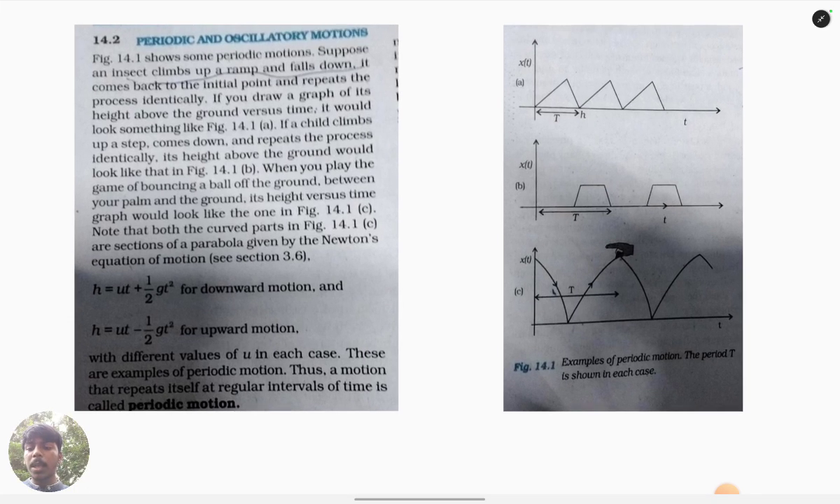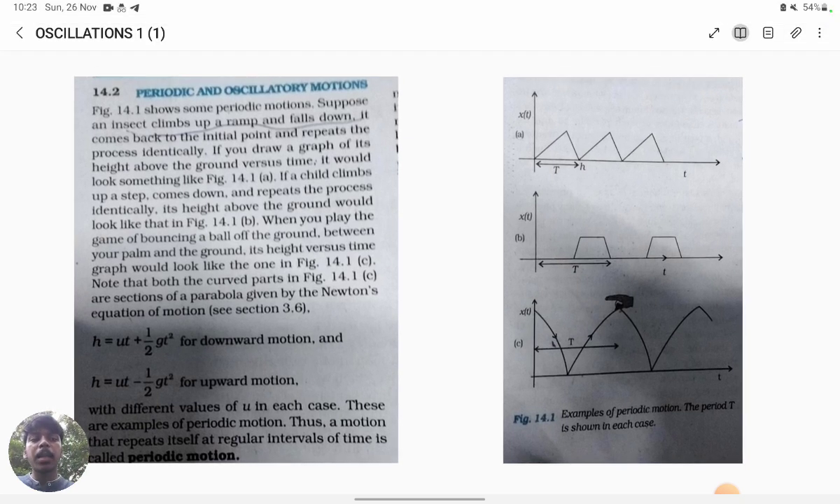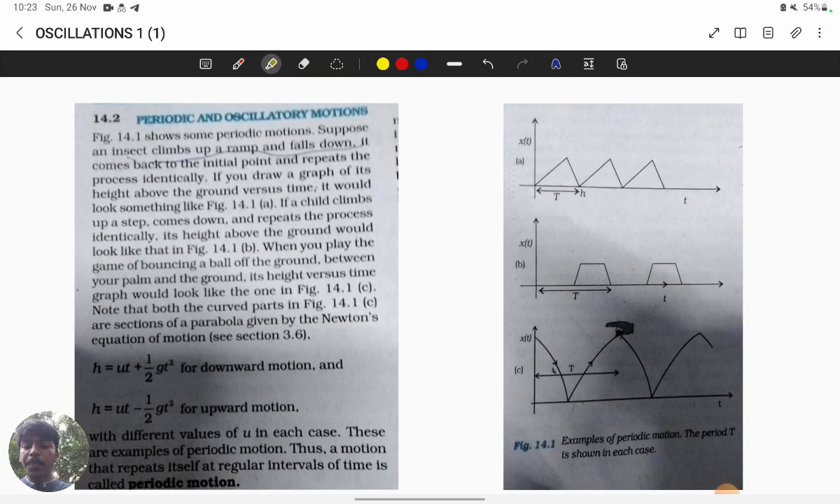So here, with different values of u in each case, these are examples of periodic motion. A motion that repeats itself at regular intervals of time is called periodic motion. So just highlight it: a motion that repeats itself at regular intervals of time is called periodic motion.